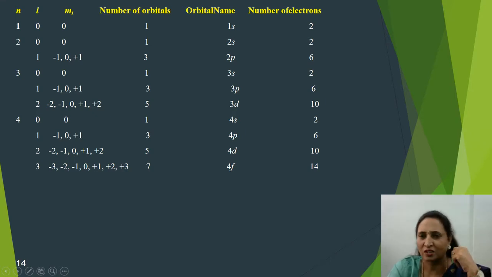So go through this table and get a clear-cut idea about the values when n is equal to 1, 2, 3, 4, what will be the L values and what will be the m values and what will be the shells present, and they are included in the number of electrons. So go through this table.